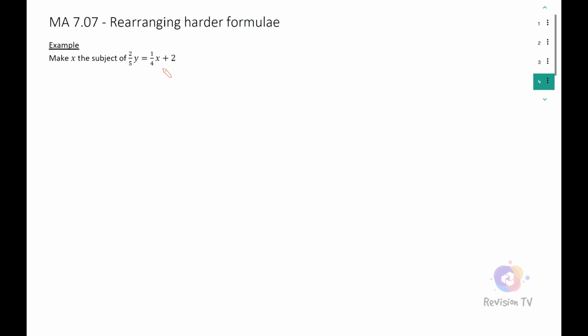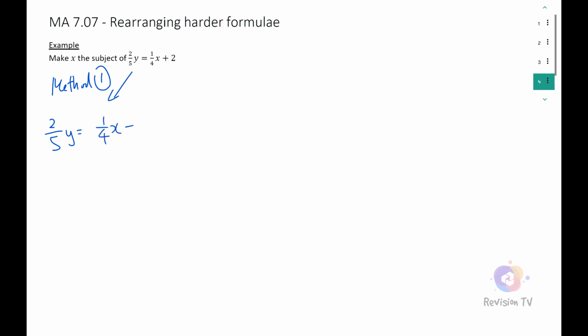Students will usually be confused what to do first. I'm going to introduce two methods to you, whichever you prefer or whichever you are happier to apply yourself. Okay, so method number one. Method number one involves simplifying the right hand side first. You can see this is a fraction, that's not a fraction, so we're going to simplify the right hand side first.